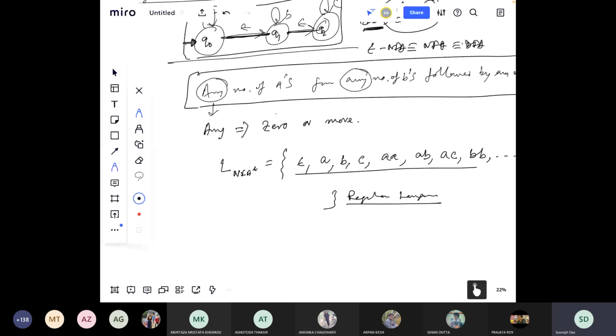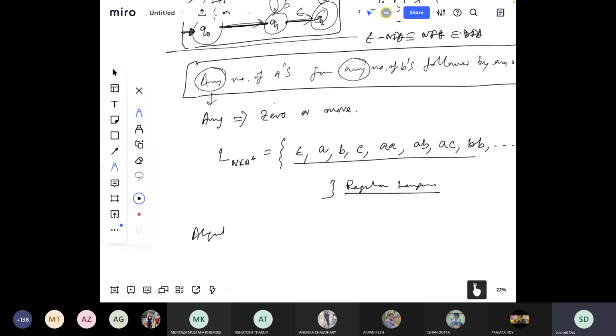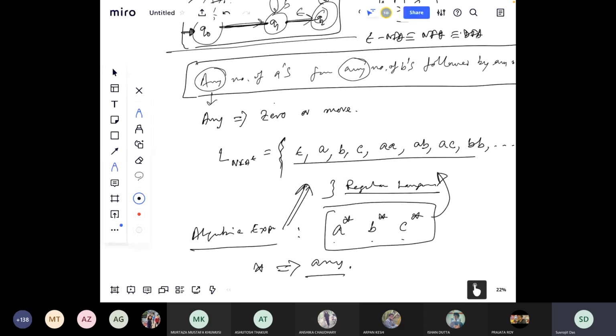So how can we have an algebraic expression that expresses the same set of strings? And that expression, from an intuitive point of view, is A star, B star, C star, star denoting any number. Got my point? Any number of A's followed by any number of B's followed by any number of C's is an expression. This is an algebraic expression that is capable of expressing this whole set of strings. So if you ever have this expression, it means you have a whole set of strings, something like this.